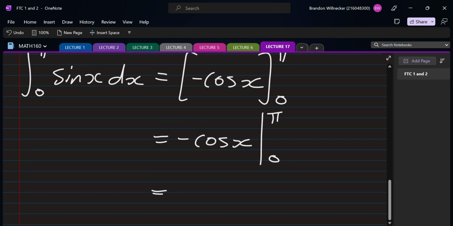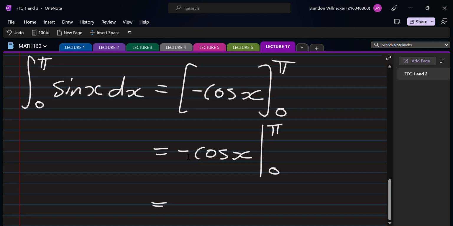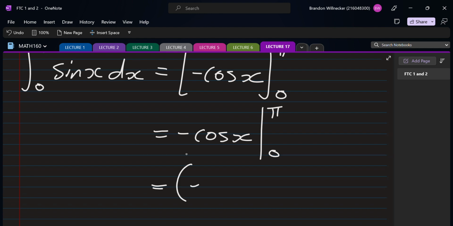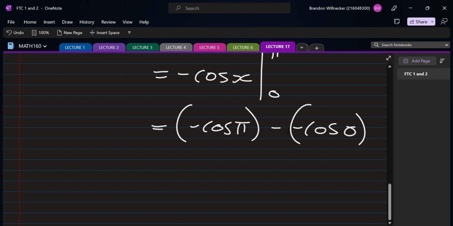Now we evaluate this at the upper bound minus evaluating it at the lower bound. Whenever you have a minus with your integrand, it's best to put everything in brackets so you don't make a sign mistake. So we're going to have brackets, then minus cos pi, minus, and then brackets, minus cos 0. The brackets help us keep track of all these minus signs, because if we have minus minus, that's going to be a plus. If you forget the brackets, you might just put one minus sign down, and then everything's wrong after that point.